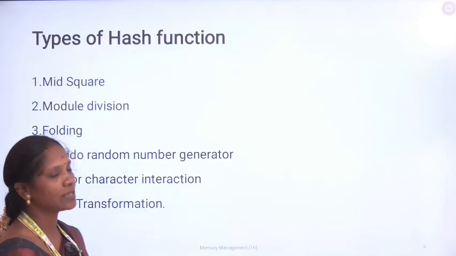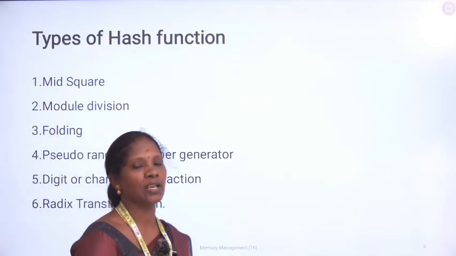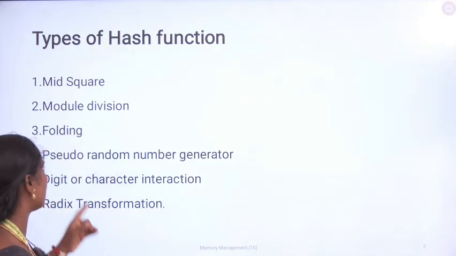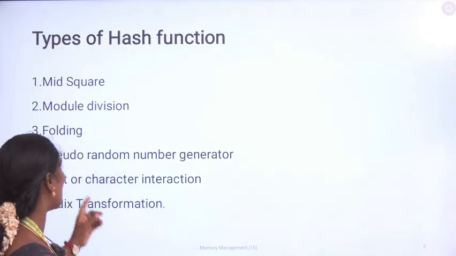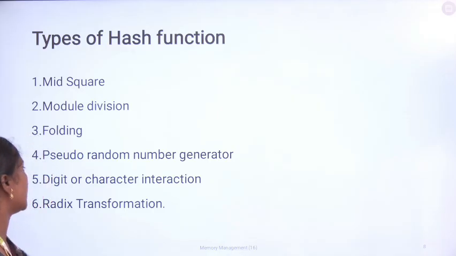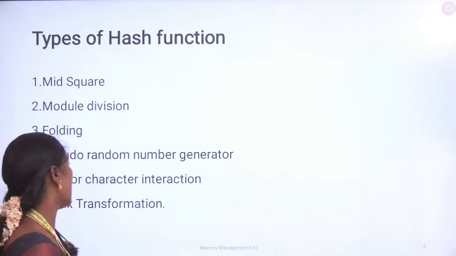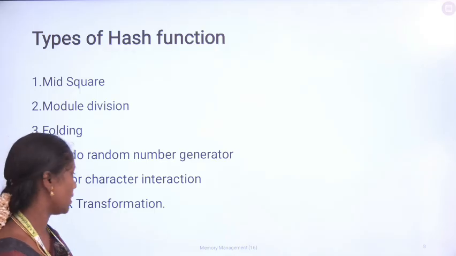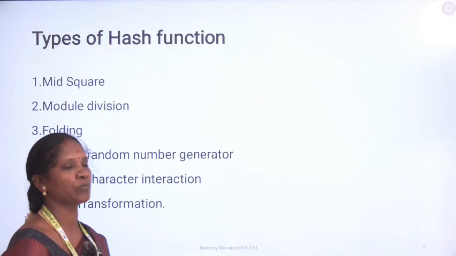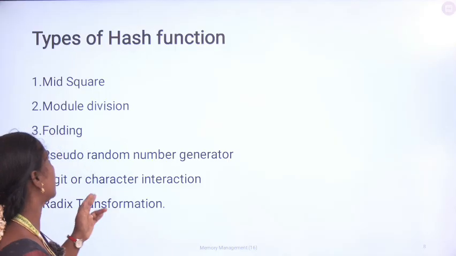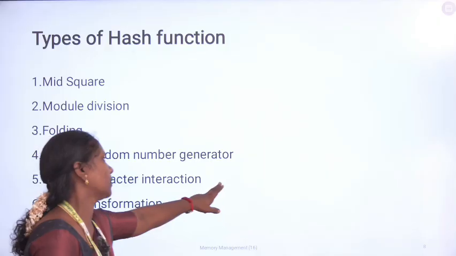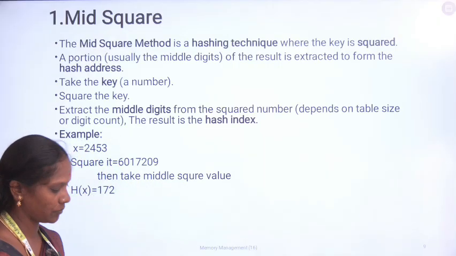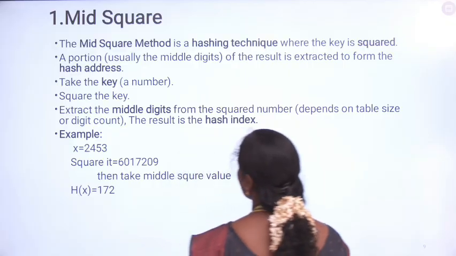And then we have some types of hash functions. What are the types of hash functions? The first one is mid square, the second is modular division, the third is folding, then pseudo random number generation, then digit or character extraction, and then radix transformation. These 6 are the types of hash functions that we can see. The first one is mid square.